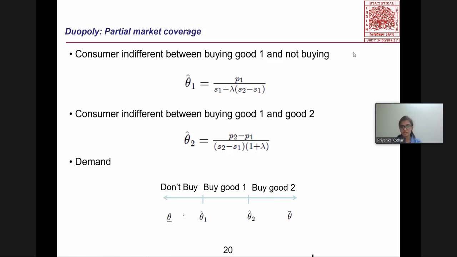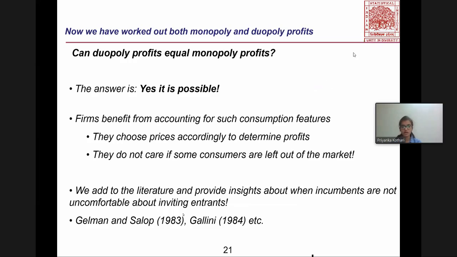So given this demand structure, we again calculate equilibrium prices and profits, and then we try to see if duopoly profits can equal monopoly profit, and we find the answer: yes, it is possible for some firms to attain the monopoly level profit even when they are in duopoly. The intuition behind it is very simple: firms do not care if some consumers are left out of the market, so they can increase the price accordingly to determine their profit levels. So we add to the literature and provide insights about when incumbents are not uncomfortable about inviting entrants.